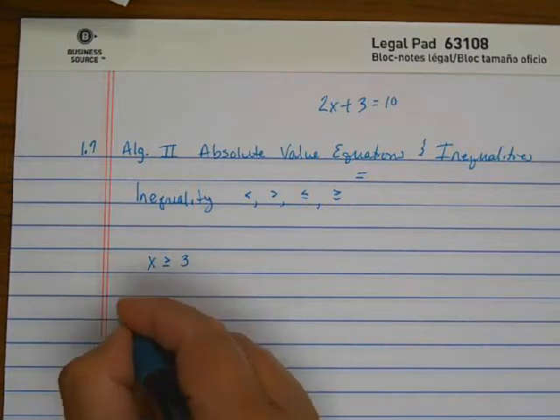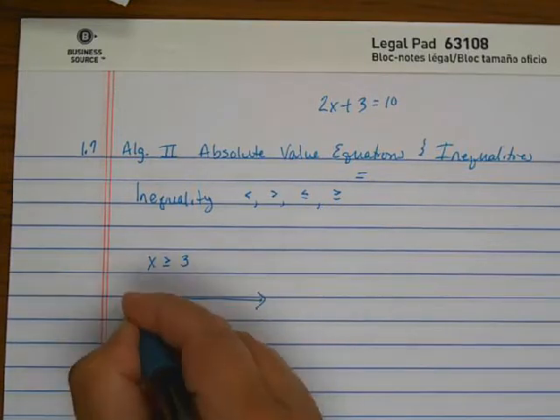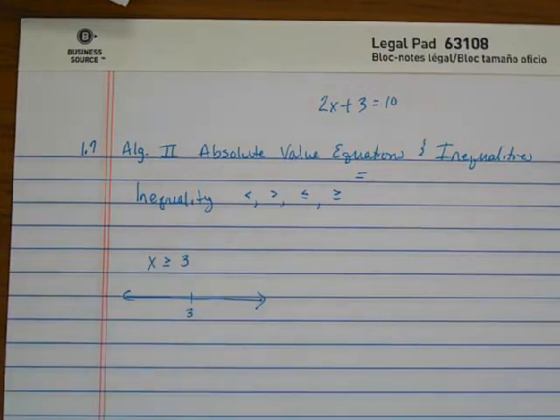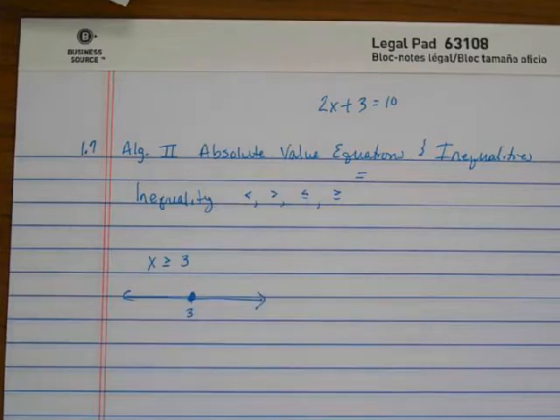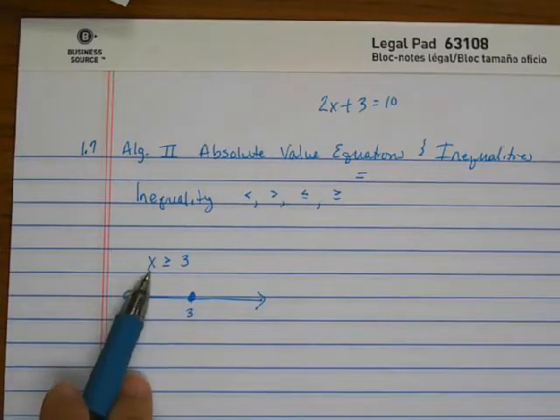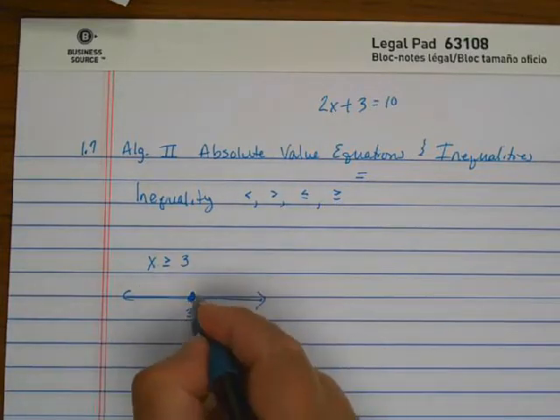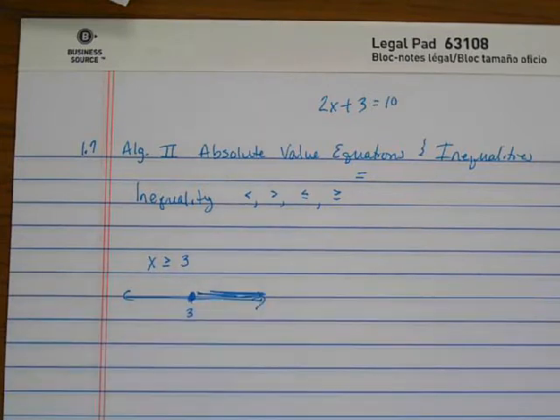So if I graph this, I'm going to graph the number 3 on my number line, and since it has an equal to 3, I'm going to put a closed circle here. And the numbers that work for X are all the numbers bigger than 3, and the numbers bigger than 3 lie on the right side of the number line, so I'm going to shade to the right.